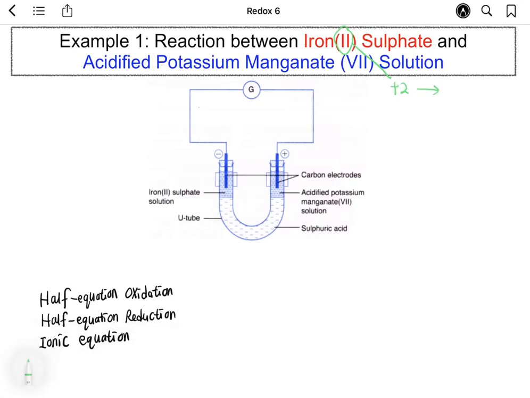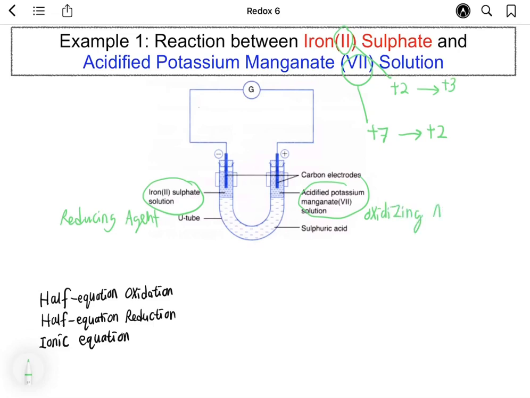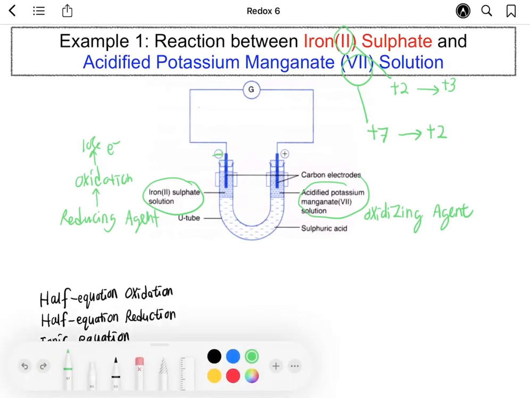If the iron here is +2, it is very likely that the iron will be oxidized to Fe3+. So that is an oxidation, meaning iron(II) sulfate will act as reducing agent. So iron(II) sulfate solution is the reducing agent, and for manganate(VII), the +7 manganate ion will be reduced into manganese +2 ion. So this is a reduction, so that acidified potassium manganate(VII) solution will act as oxidizing agent. Since the reducing agent will undergo oxidation by losing electron, the electrode dipped inside iron(II) sulfate solution will be the negative terminal, and the opposite electrode will be positive terminal.